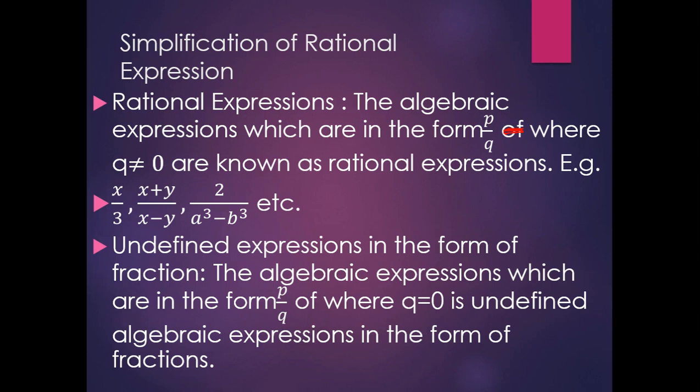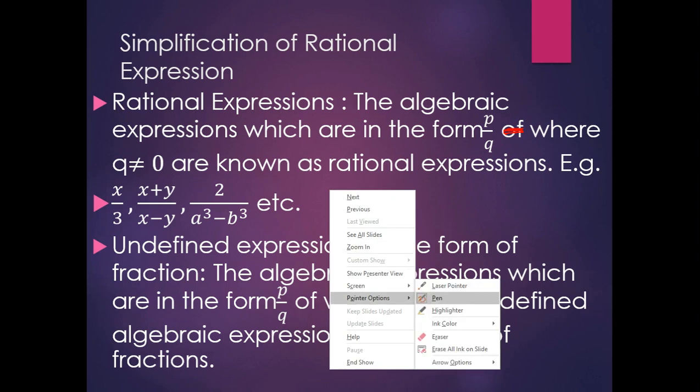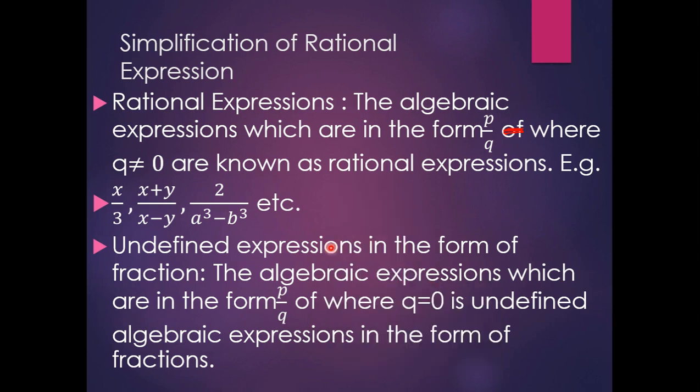The expressions of the form p over q where the denominator is not equal to 0 are known as rational expressions. Examples are x over 3, x plus y over x minus 2, 2 over a cubed minus b cubed, etc. These are rational expressions when the denominator is not equal to 0. When the denominator equals 0, the fraction is undefined, so it is not a rational fraction.